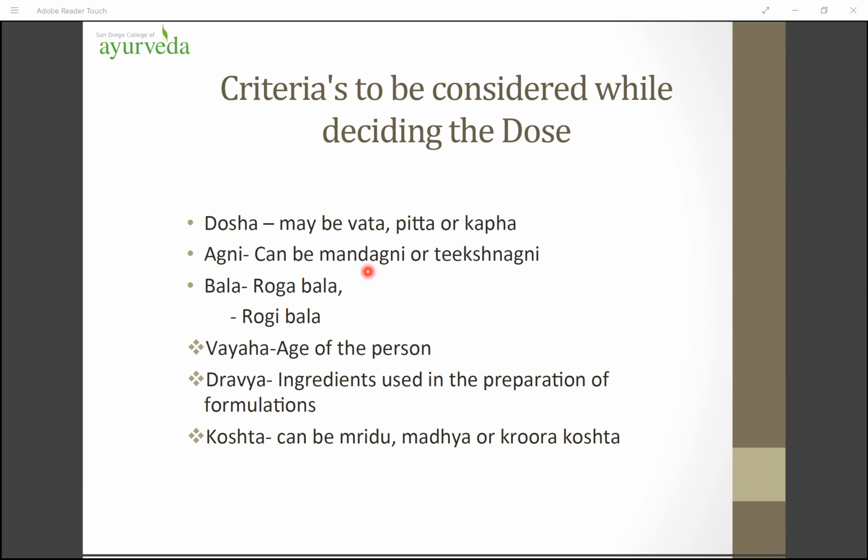So the next thing is bala. Now, the strength of the disease as well as the strength of the person, both of these come into the picture. So you can't just administer a medicine. Sometimes you have patients who come to you who are extremely weak, and it's more of a psychological thing for them, where they start thinking that they have too many problems. So they come to you with a list of diseases.